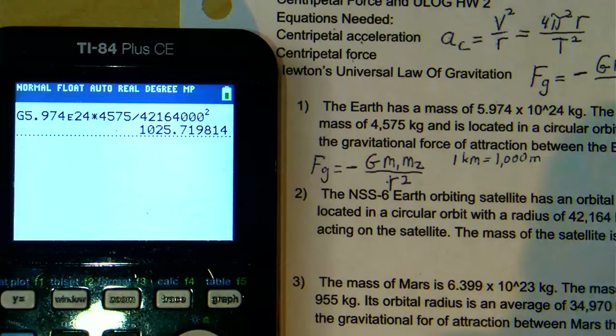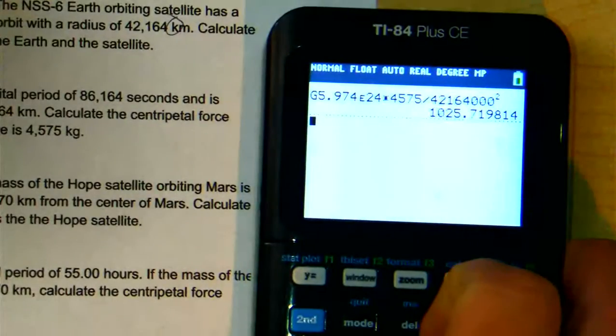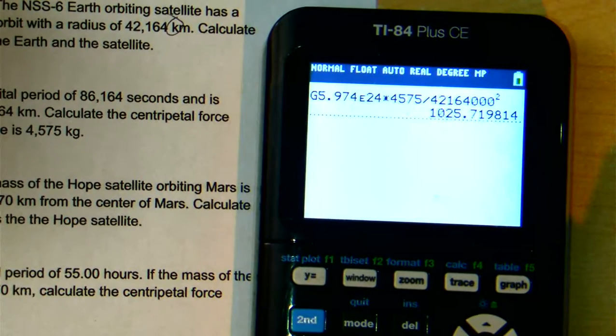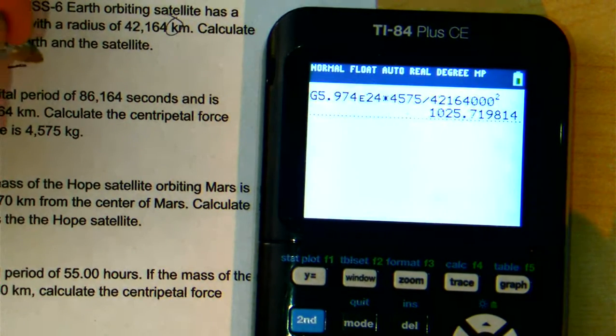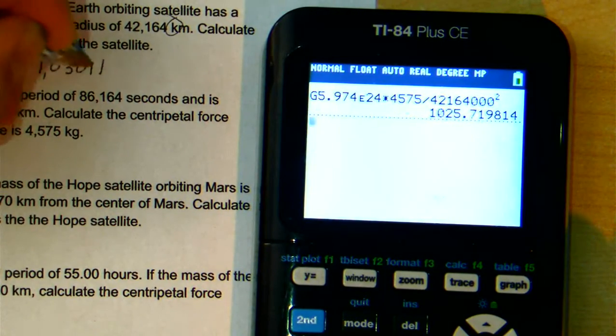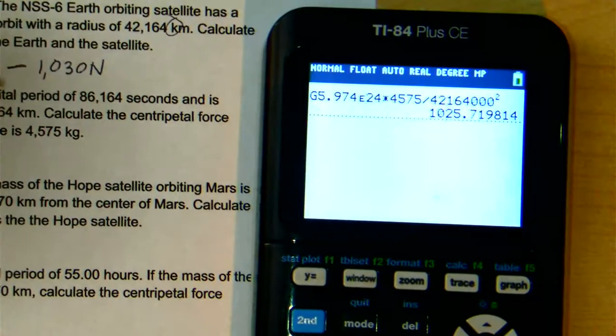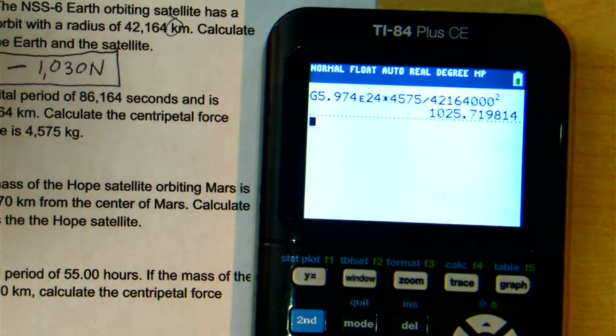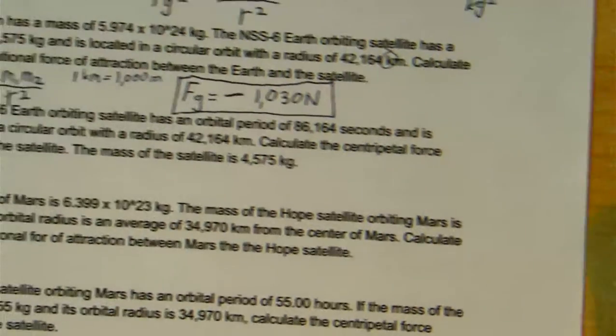All right, so there's the answer. To 3 sig figs, the force of gravitational attraction is minus, meaning it's attractive, 1,030 newtons. Ta-da! There's the answer to number 1.